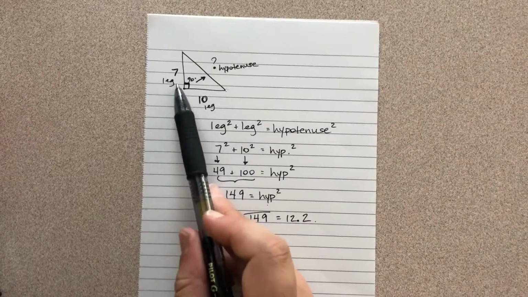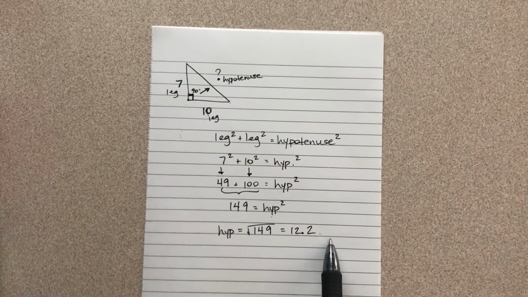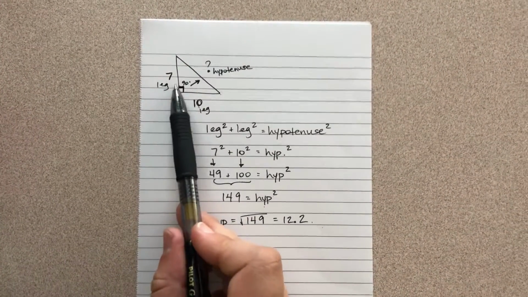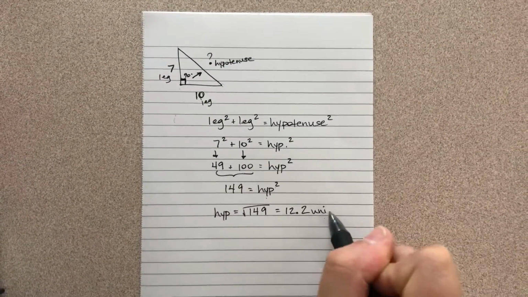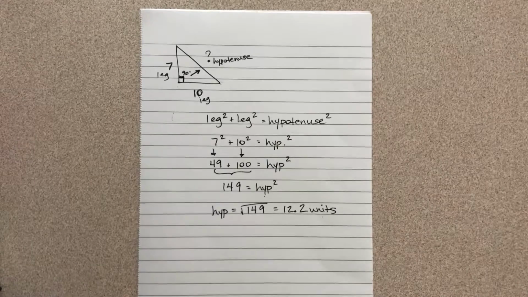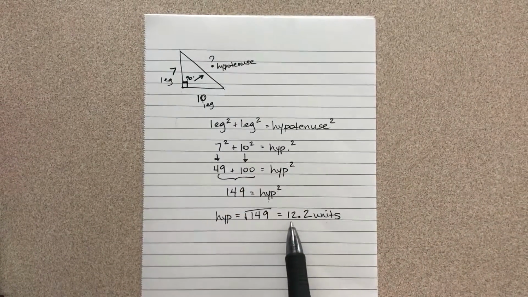If it was 7 feet and 10 feet, I would put 12.2 feet as my answer. Since I don't know what units are being used to measure these, then we just write units. It means it's going to match whatever the legs were. So the hypotenuse here would be 12.2 units.